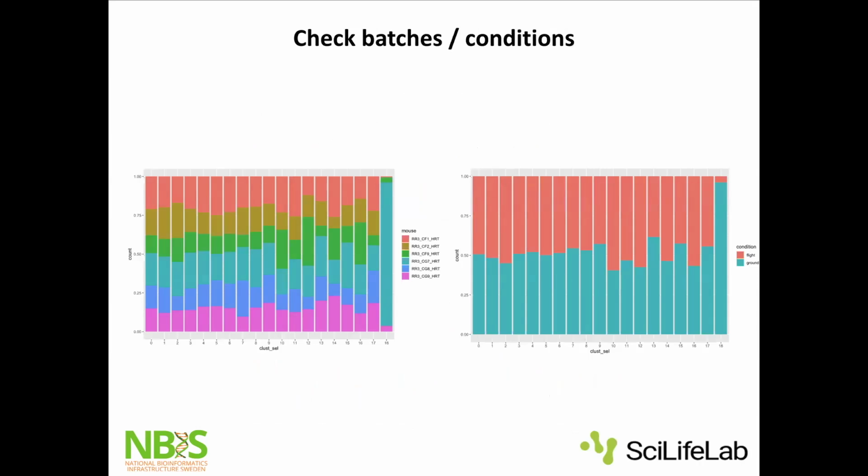Also check batches and conditions. Do we have equal representation of our different samples in the different clusters? Is it making sense that we have like this one cluster that's mainly dominated by one sample? That could be a good thing that it's a unique cluster, or it could be that our integration failed completely.